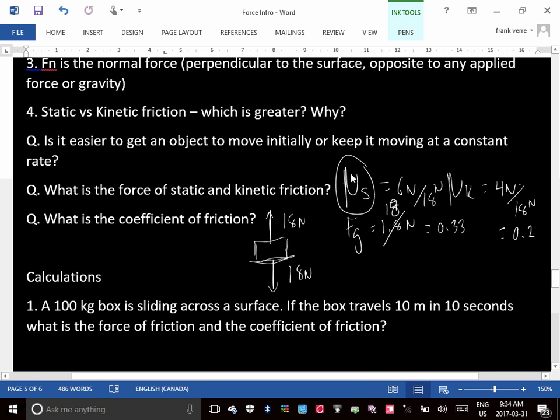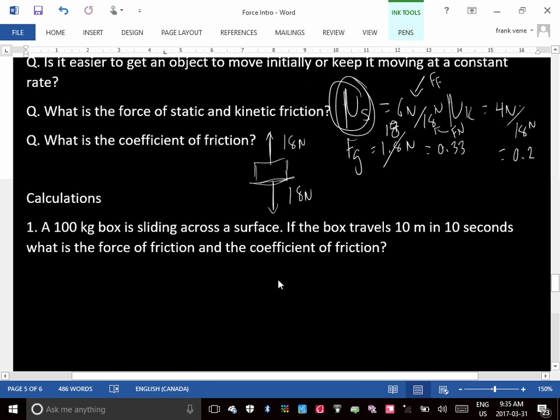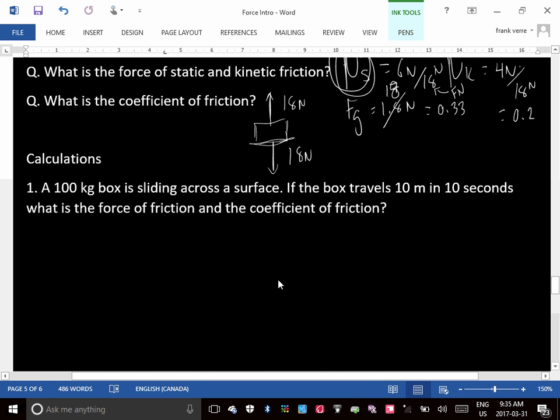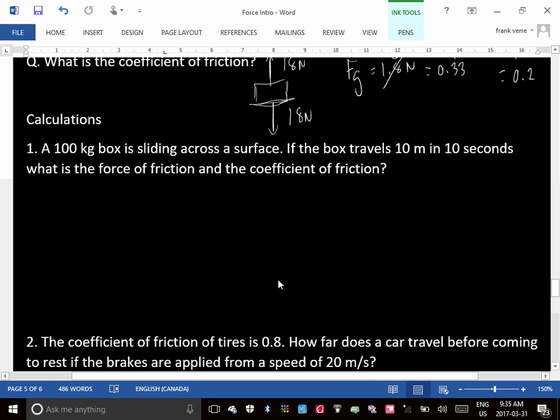So the formula for mu is just the amount of force required to get something to move over the amount of force, which is the normal force. So there's your Fn right here. And this is the amount of force you have to overcome. So the formula is still Ff over Fn. So what I want to do is look at a few simple calculations with friction. Okay? And you'll notice that it's not much different than what we've been doing.